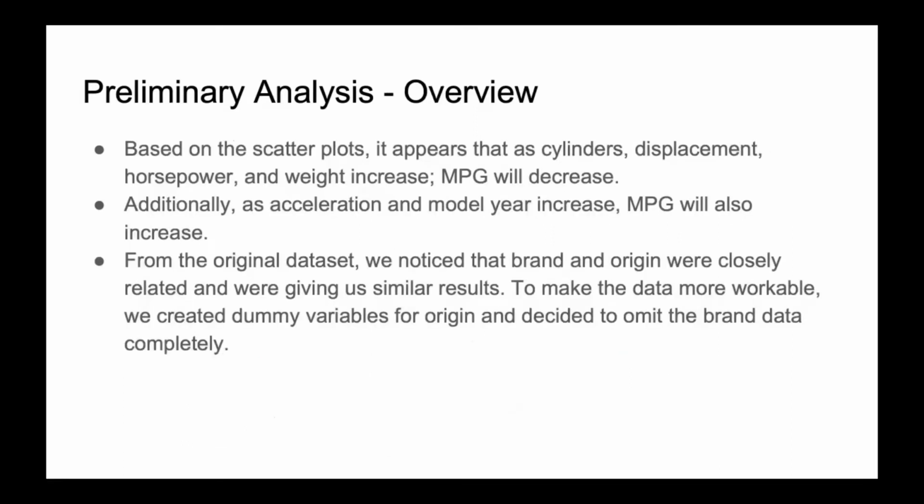So for an overview of our preliminary analysis, we can see from the scatter plots that cylinders, displacement, horsepower, and weight increase when miles per gallon decreases, and acceleration and model year increase when miles per gallon increases. From the original data set, we noticed that brand and origin were closely related in giving us similar results. So in order to remedy this problem, we created dummy variables O1 and O2 as previously described for origin, and we decided to completely omit the brand data.